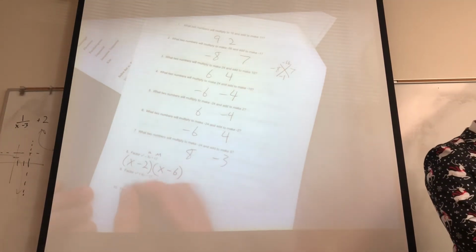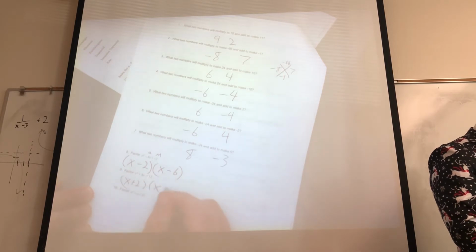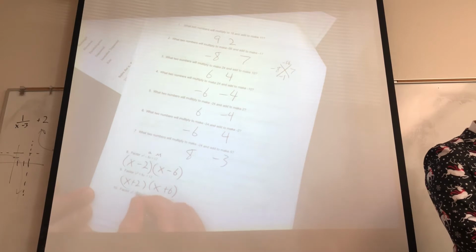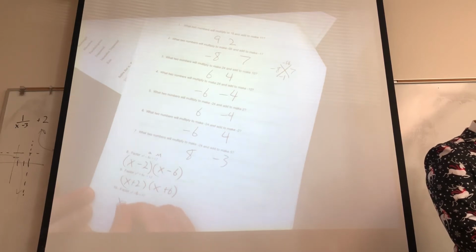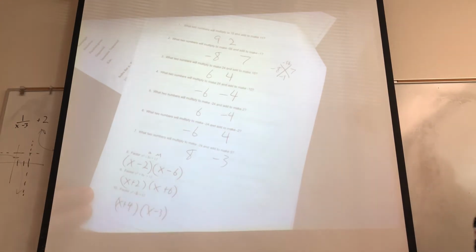Multiplies together to make 12, adds together to make a +8. That's x plus 2, x plus 6. And this one, the -12, when there's no number here, this is a 1. That's x plus 4 times x minus 3. All right?